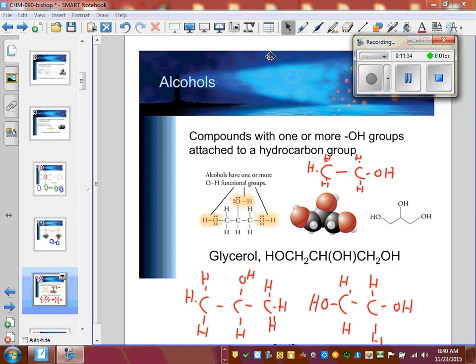If I had 2 carbons with an OH, that's ethanol. That's the alcohol you drink. You can have 3 carbons, and there's an infinite number of them. With an OH in the middle carbon, that's 2-propanol, commonly known as isopropyl alcohol, which is your rubbing alcohol.